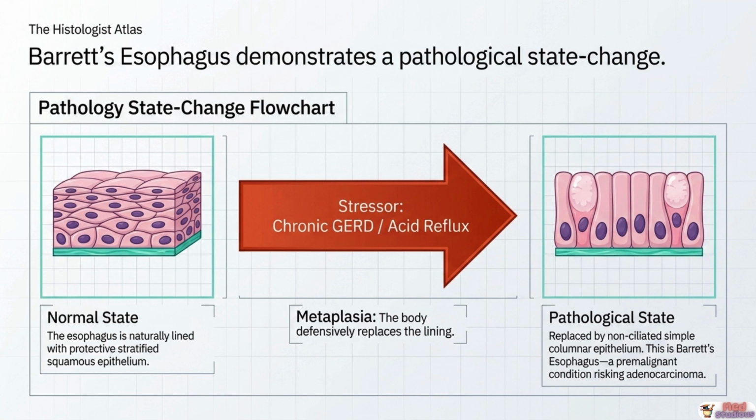The stratified squamous lining is replaced by non-ciliated simple columnar epithelium, often with intestinal-type goblet cells, a tissue type more typical of the intestinal lining. This change can be seen on endoscopy as a characteristic salmon pink discoloration in the lower esophagus. Why is this critical? Because Barrett's esophagus is a pre-malignant condition. The metaplastic columnar cells carry a significantly elevated risk of undergoing further transformation, dysplasia, and ultimately esophageal adenocarcinoma, one of the fastest rising cancers in the Western world.